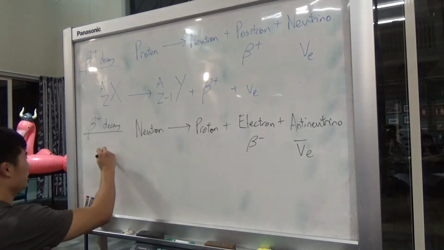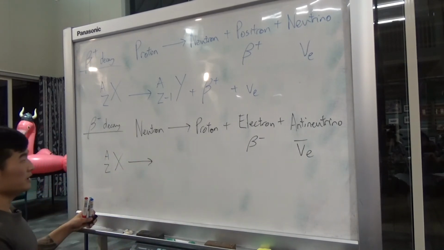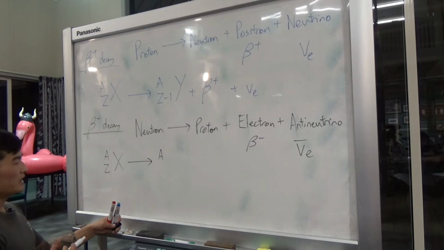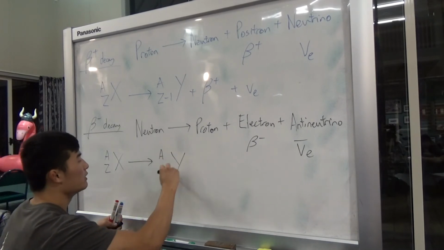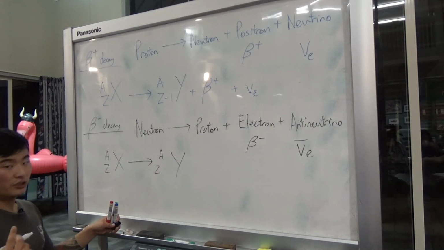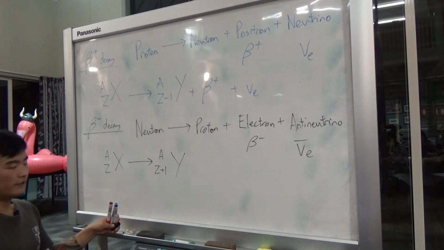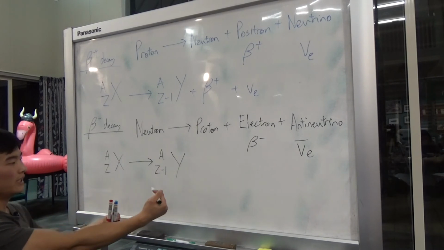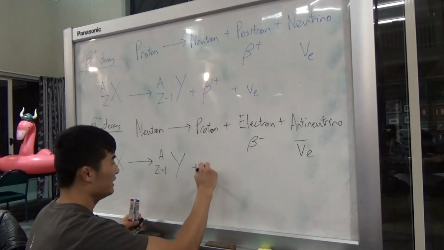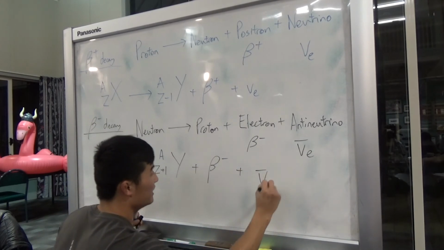Again, you're not going to have any change in the number of nucleons because you're just turning a neutron into a proton. So the mass number, A, will remain the same. But the number of protons is now going to increase. So it's Z plus 1. And if there's a change in the number of protons, it's a new element. So that symbol is also going to change. So that's going to be plus a beta minus particle and an anti-neutrino.